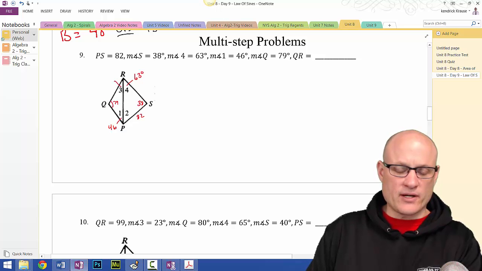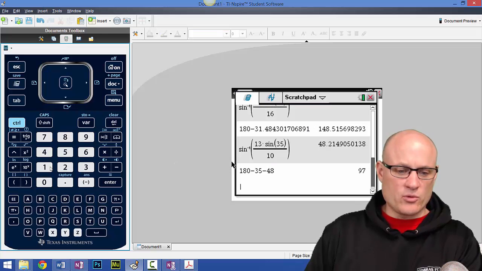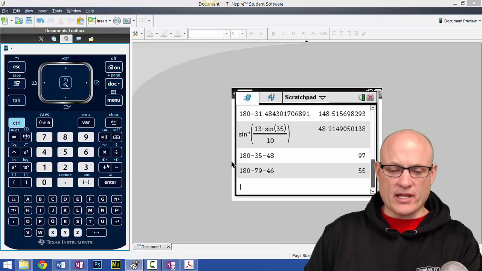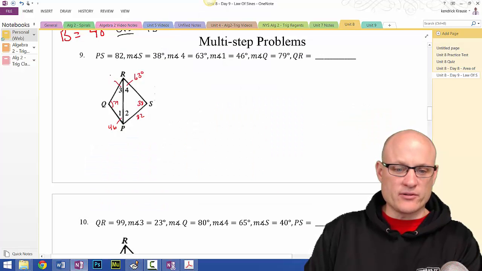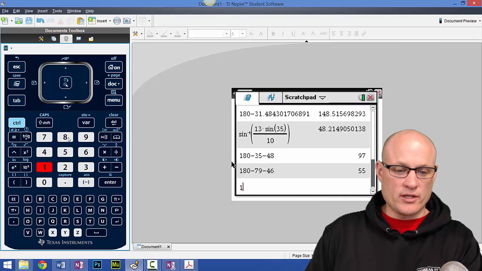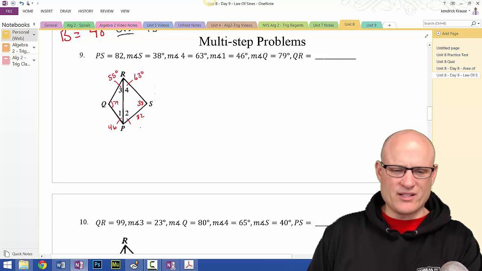Now I'm going to go through and find angle 3. So it's 180 minus 79 minus 46, which allows me to find that last angle. This one's 55 degrees. And I can find angle 2 as well. I'll take 180 and subtract off 63 and 38. So 180 minus 63 minus 38, and I get, oh, 79. What? Okay, whatever, 79 degrees.